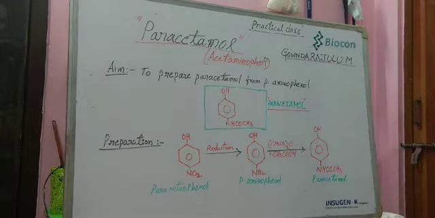Paracetamol is administered orally or, in particular conditions, rectally. It should be given not more than 10 days unless directed by the physician. The usual oral adult dose of paracetamol for analgesia or antipyresis is 300 to 600 milligrams. It may be repeated every 4 hours without exceeding 2.6 grams per day.